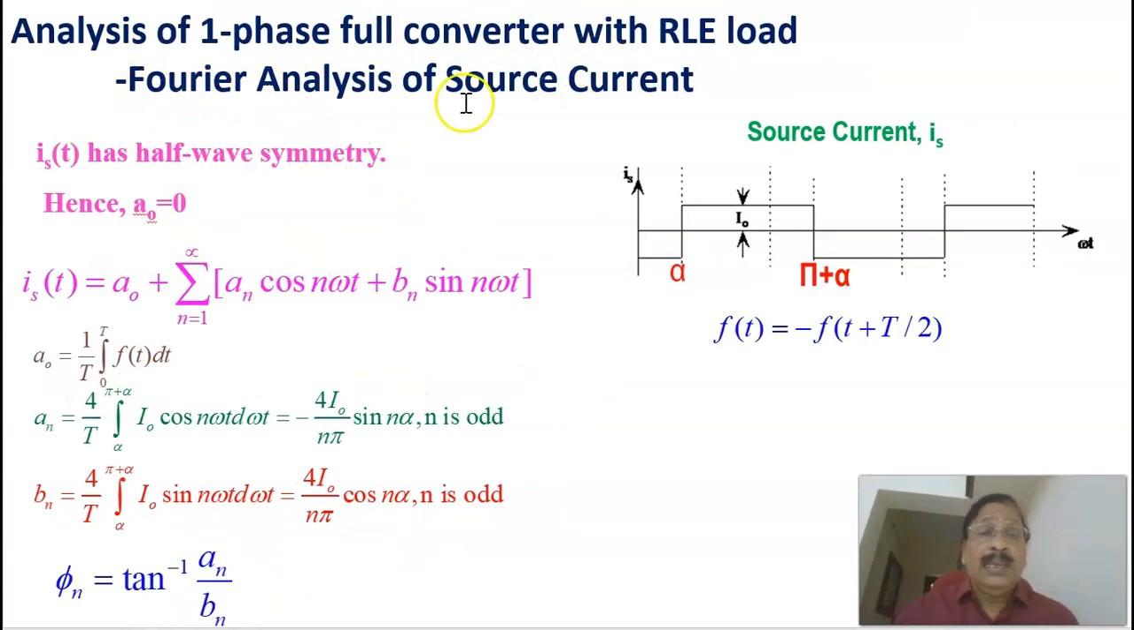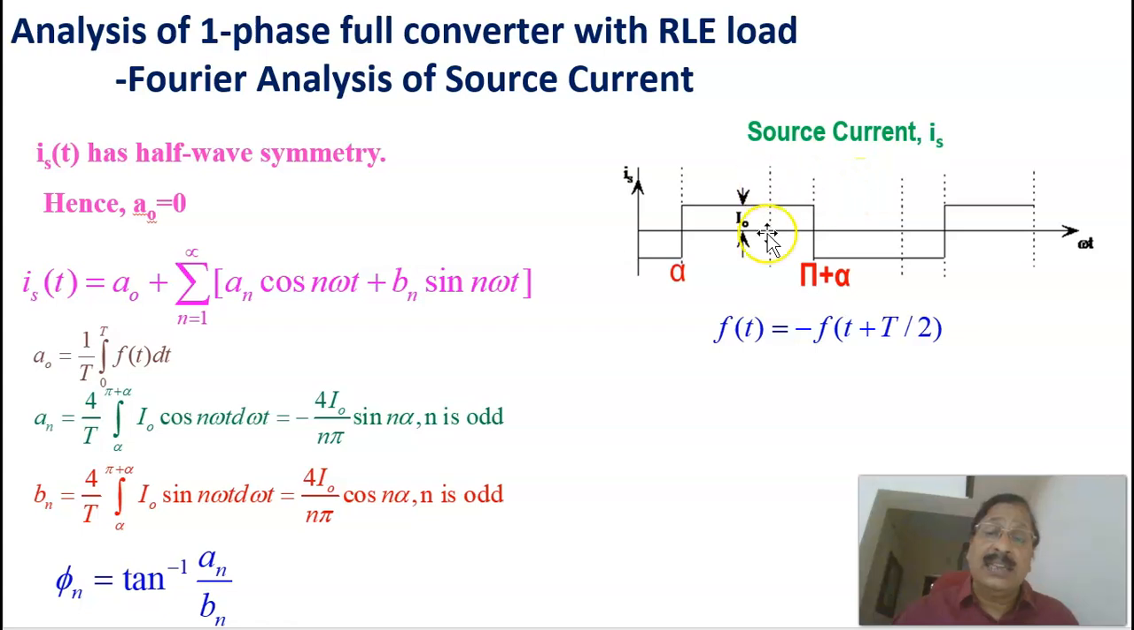Now, continuing the analysis here, the Fourier analysis of the source current. This is the source current. It is plus I0 from alpha to pi plus alpha, and minus I0 from pi plus alpha to 2 pi plus alpha. We are going to do the Fourier analysis of this source current, is(t) equal to a0 plus sigma n equal to 1 to infinity an cos n omega t plus bn sin n omega t. And here this has half-wave symmetry, as we have already seen, f(t) equal to minus f(t plus T by 2). That is why it is called half-wave symmetry.